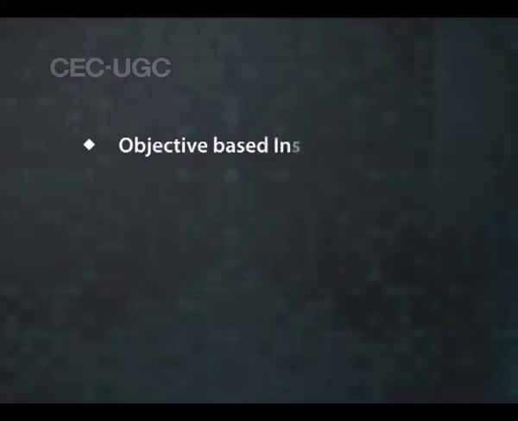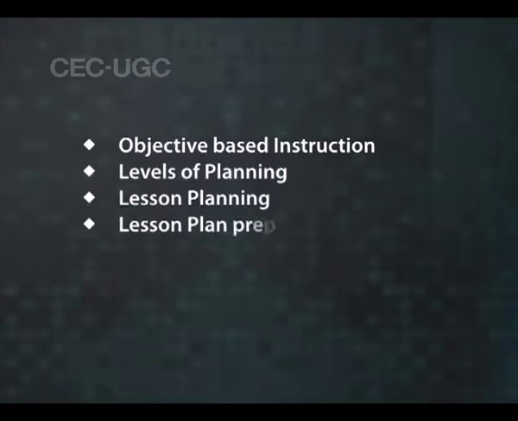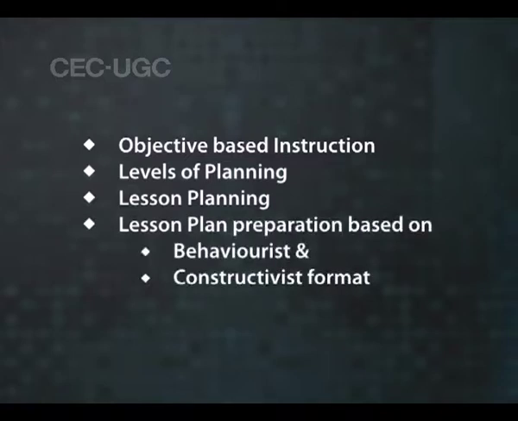The title Planning of Instruction comprises of 4 subtopics which are Objective Based Instruction, Levels of Planning, Lesson Planning and Lesson Plan Preparation based on Behaviorist and Constructivist format. Let us start with Objective Based Instruction.